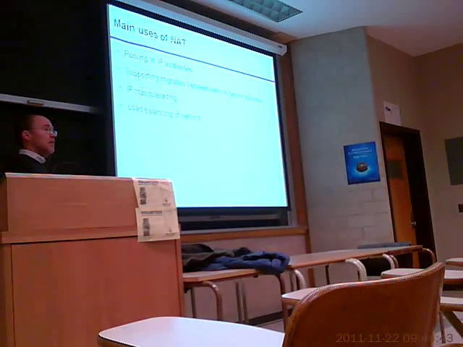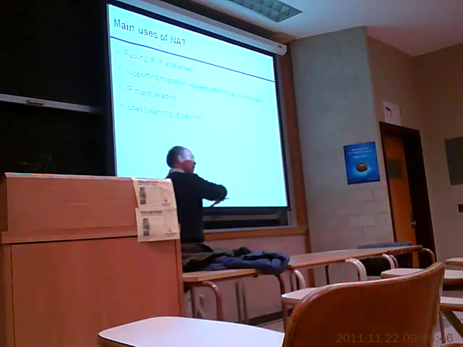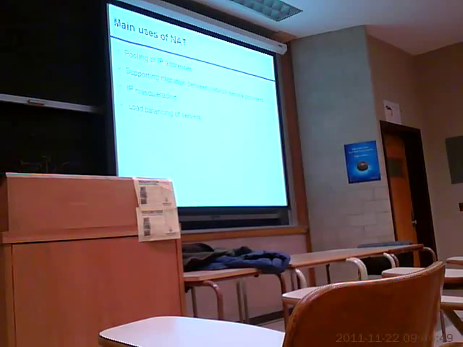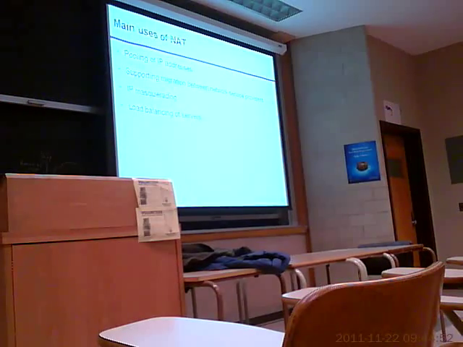Second one, which means an organization has 50,000 computers, but only a 16,000 address block, but 16,000 addresses.